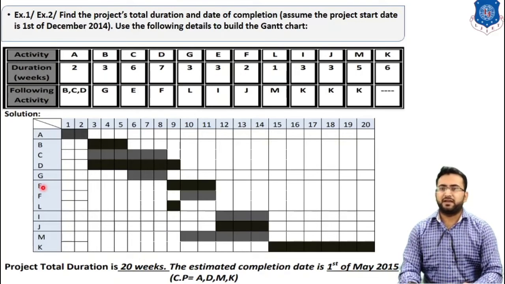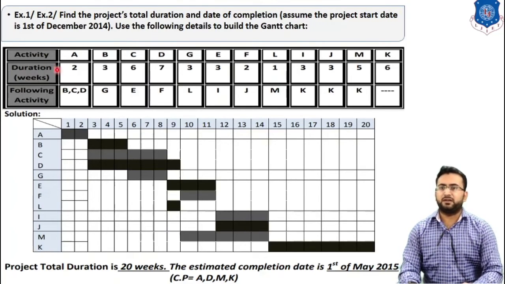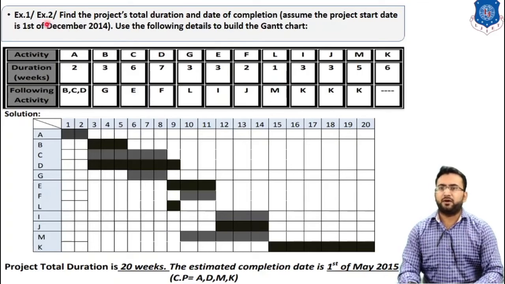So on the y-axis we represent the activities, and on the x-axis we represent the time, or weeks. The activity starts from 1st December 2014, so we write 1st December 2014 here. The first activity is A, which is for 2 weeks. After completion of A, we have to start activities B, C and D.